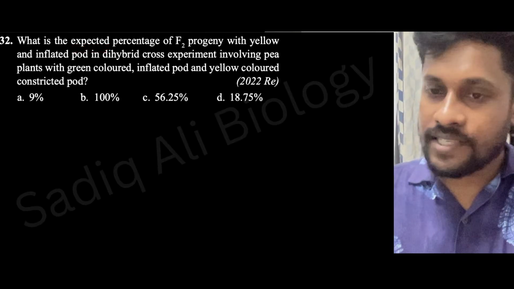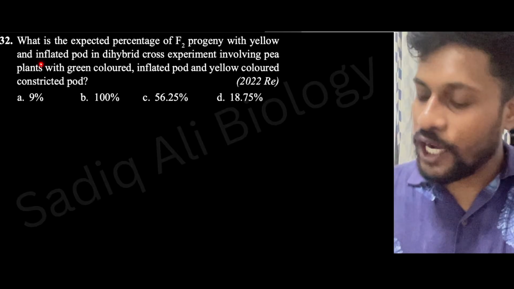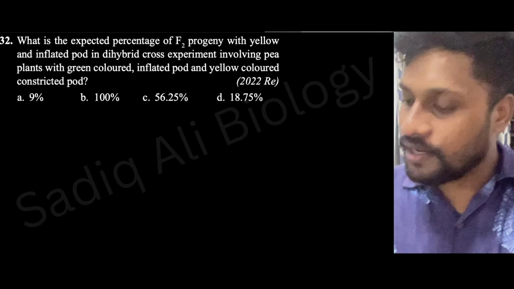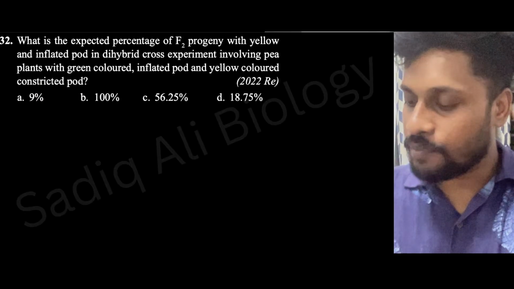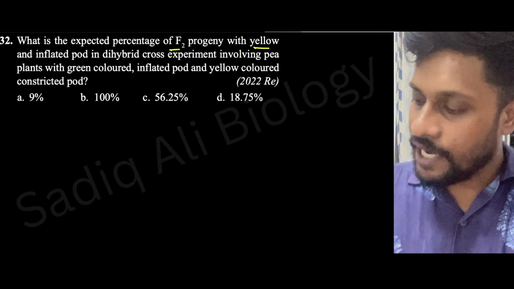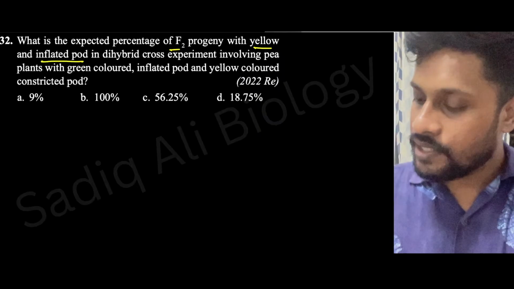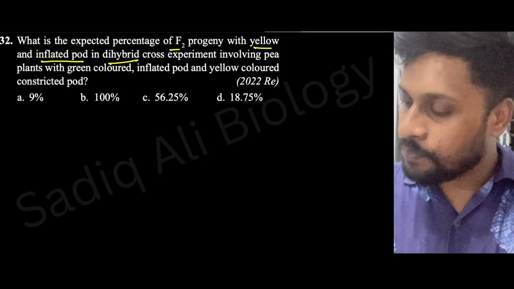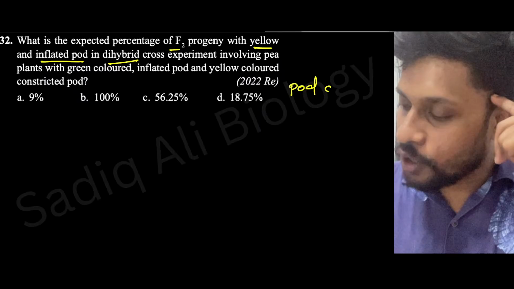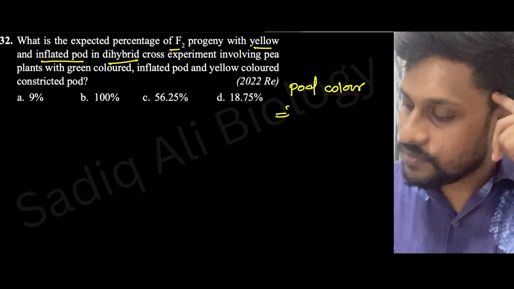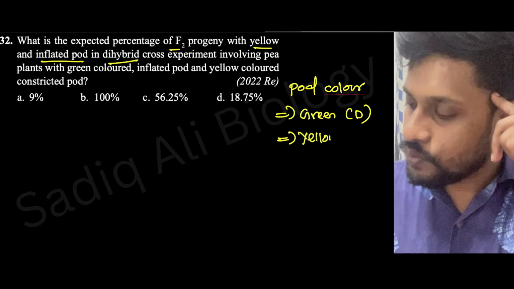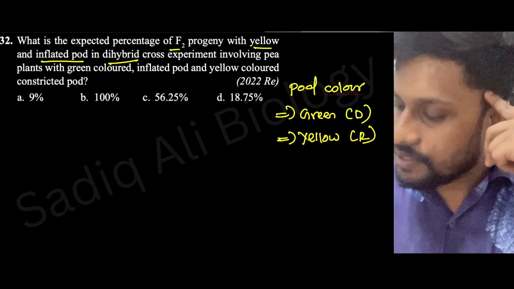What is the expected percentage of F2 progeny with yellow and inflated pod in a dihybrid cross experiment involving pea plants with a green colored inflated pod and yellow colored constricted pod? Let me do it. Guys, in a dihybrid cross, in pod color, what is the dominant? Green is dominant, yellow is recessive, right? Yeah.